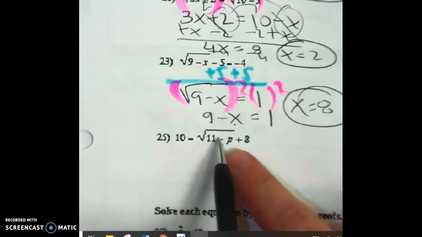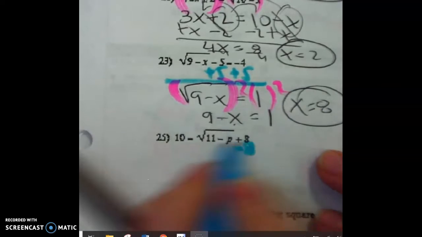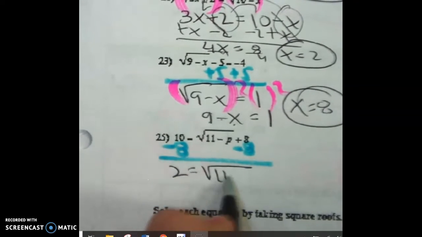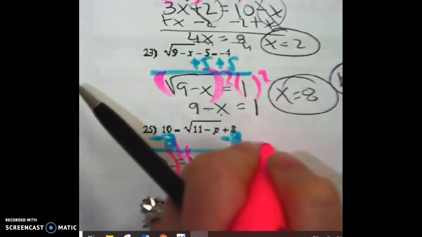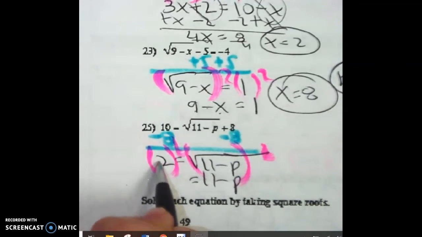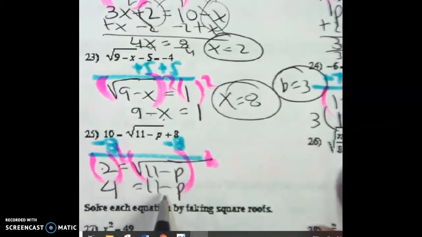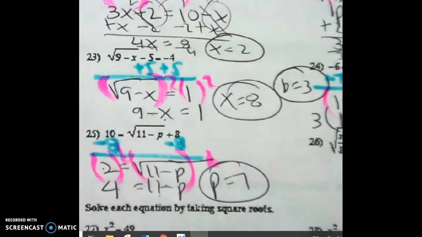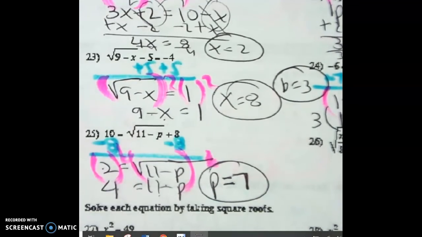I've got a square root, but I've got a plus here. What do we think? That's an 8 this time? Sure. So minus 8, minus 8. 2 equals square root 11 minus p. It's just a square root. What can I do? Square it. Now that's gone. 11 minus p equals 2 squared, means 2 times 2, which is 4. Now instead of solving this, let's use some logic. 11 minus what number will give you 4? That's 7. Could you solve this if you feel like it? Of course, but seriously, you can do that in your head.